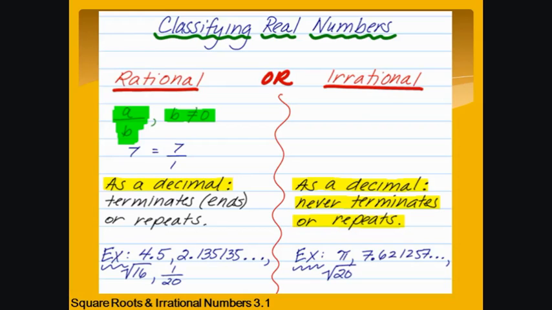You can pause this video if you need to, but this chart would be very helpful, I would think, for classifying real numbers. A rational number as a decimal will terminate, or in other words, end, or it repeats. As for an irrational number as a decimal, it never terminates or repeats. It just keeps going on and on and on. So go ahead and pause this video, write this down, and then we will continue.